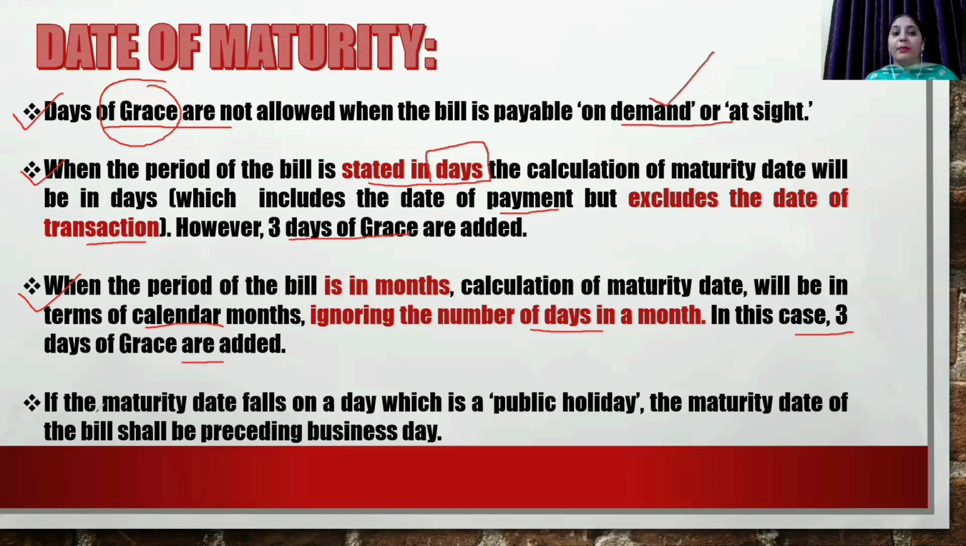Now, if the maturity date falls on a public holiday, that means the day on which the payment is due for collection is a public holiday, then what will happen? Then the maturity date will be shifted one day prior. So the maturity date in that case will be the preceding business day.